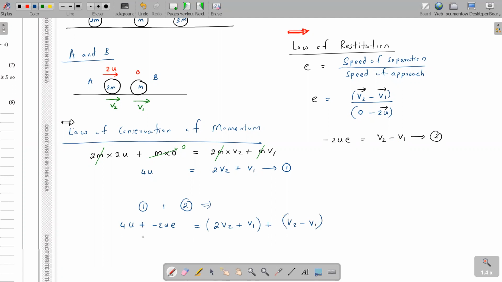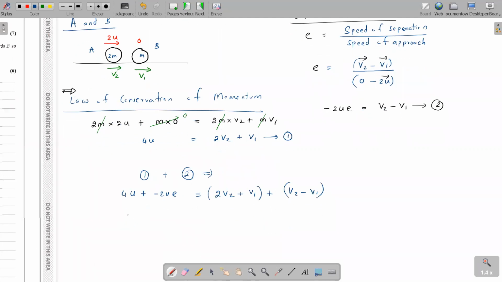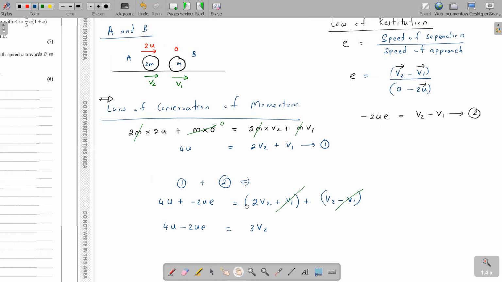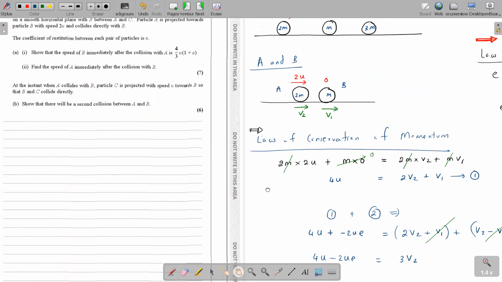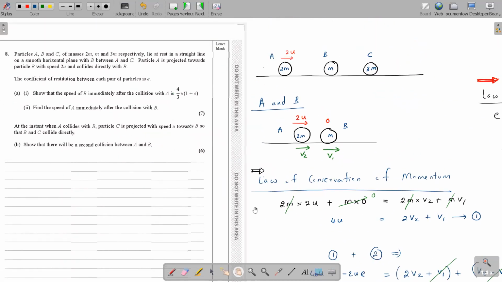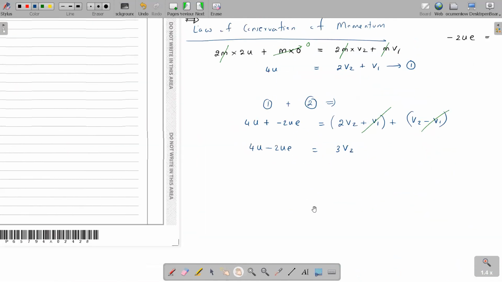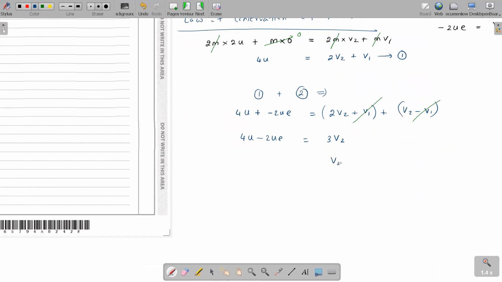Okay, so let's add everything. I get 4u minus 2ue. The plus V1 minus V1 will obviously cancel. 2V2 plus V2 is 3V2. I'm finding V2, which is the speed of A. So I'm doing Roman number 2 here. Actually, when you see Roman numbers in your paper, that means you're getting a pair of simultaneous equations. So anyway, V2 I get here.